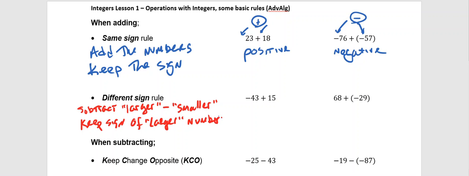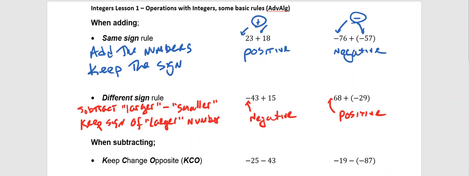Okay? So in this case, the negative wins out. So I know I'm going to get a negative answer here because that is the larger number. Negative 43, as we said, has a greater absolute value than 15. In this case, I know this is positive, right? And that's the larger number. So this is going to win out as a positive answer after I subtract the two values because 68 has the larger absolute value. Okay, so those should all be rules that are familiar to you.